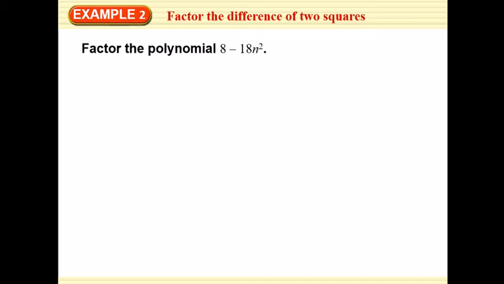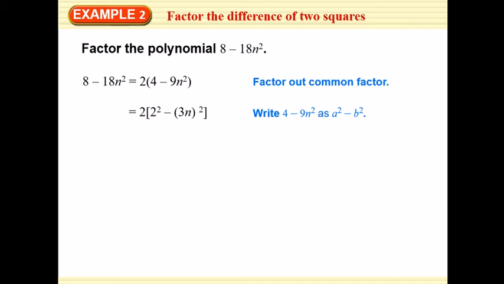Alright, example 2. Factor the difference of two squares. Now, you might be able to notice right off the bat, well, 8 is nothing squared and neither is 18. But what you should notice is that they are both even. So if I can pull out a 2 and undistribute that and reduce these numbers, maybe I can get somewhere from there. So I'm going to go ahead and factor out the common factor, which is 2. And then I notice that it is a difference of squares because I've got a 4 and a 9.